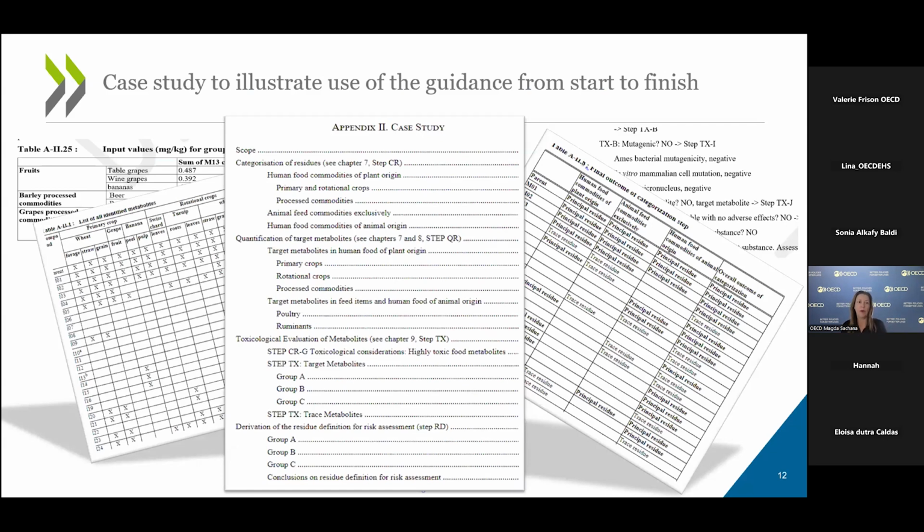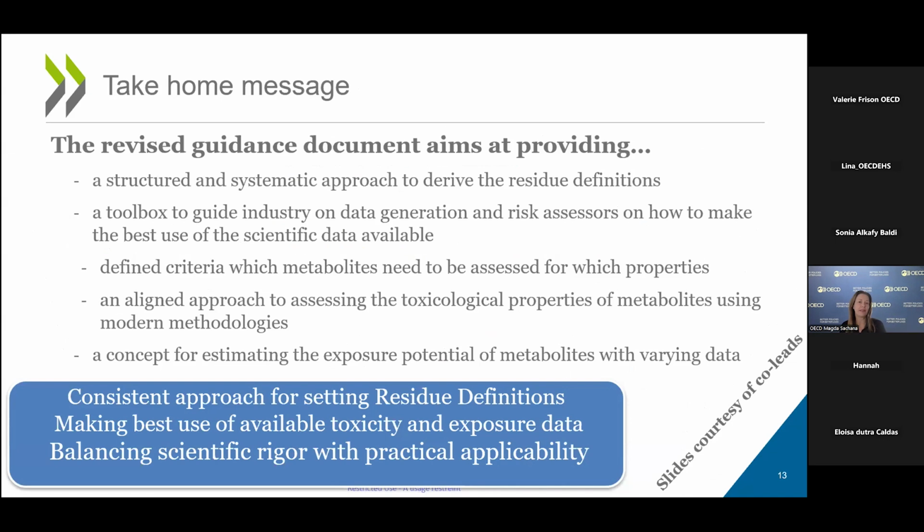So I hope this will be available soon. This revised guidance document will provide a structured and systematic approach to derive the residue definitions. It will give really the toolbox that is needed, not only for the industry members who generate the data, but also for the risk assessors, so they can make the best use of the scientific data available.